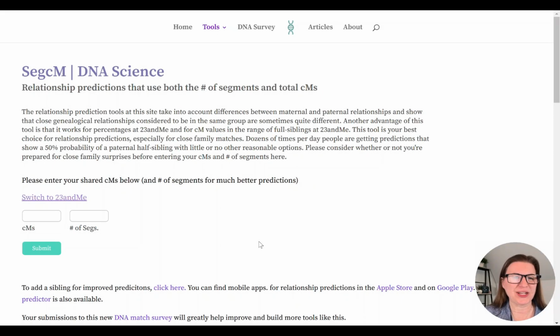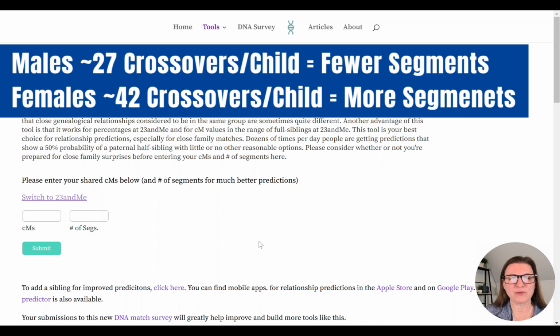And the third tool I want to look at is called SegCM. Now, this one is different because it also takes into account the number of segments that you share with somebody, because male and female segment rates differ, and I could tell you more about that if you guys are interested. Let me know down below. But here you're going to enter not just the centimorgans, but the number of segments.